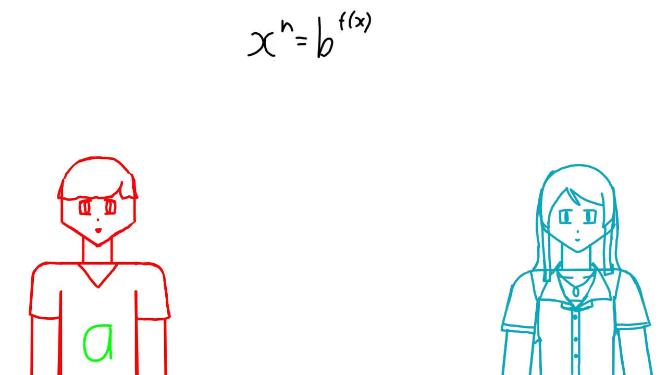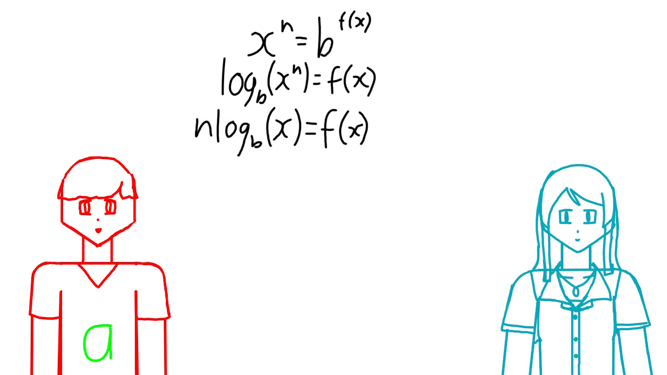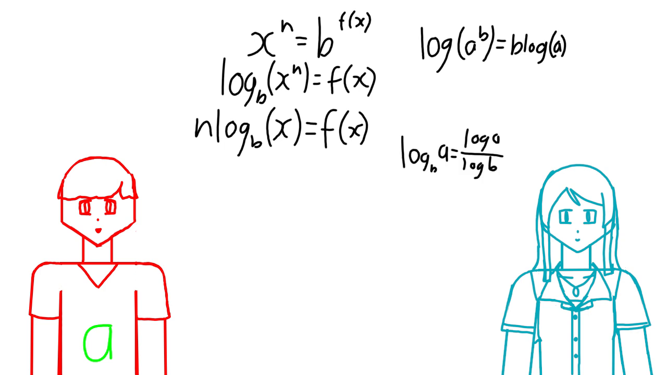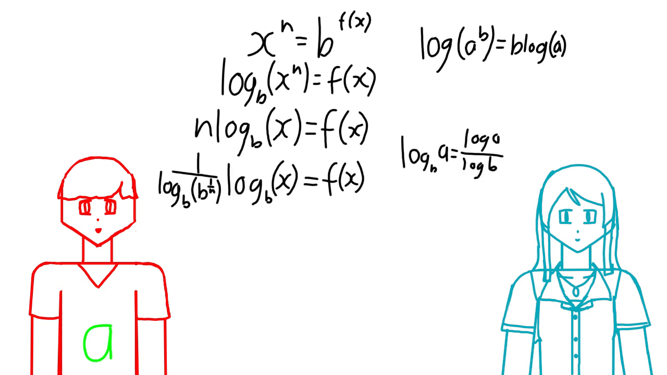Anyway, since g equals b to the f of x, we can take the logarithm base b to get f of x equals n log base b of x. Note that we're using another property of logarithms. In addition, using a third property of logarithms allows us to get f of x equals log base b to the n of x. Damn it, I got the script wrong. I meant log base b to the 1 over n of x. So in fact, all log functions and only log functions satisfy the criteria.